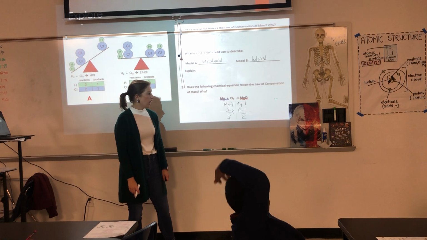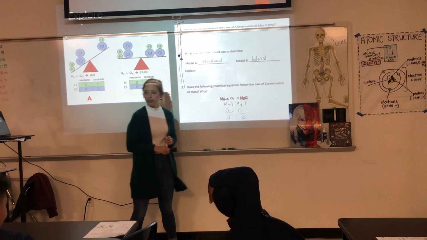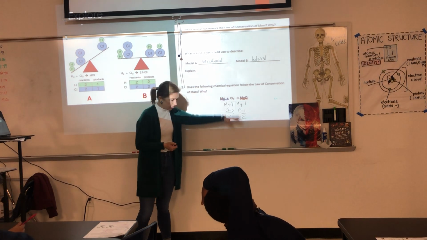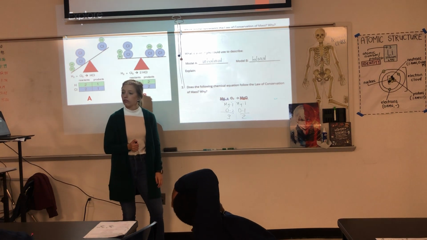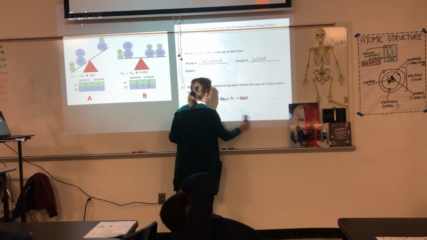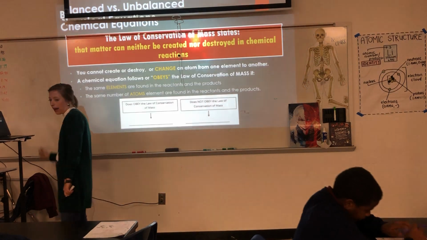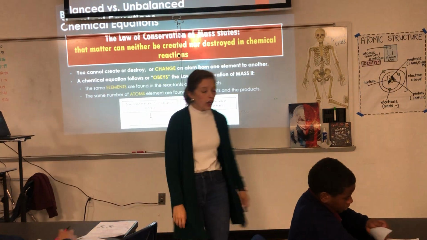Good. Why, Natalie, is that unbalanced? Which one? Why is this unbalanced? This one, the first one? Why is this unbalanced? Because they don't have the same number. Good. Doesn't have the same numbers on both sides. The total has to be the same. Take your paper, turn it over to the back of page 1.